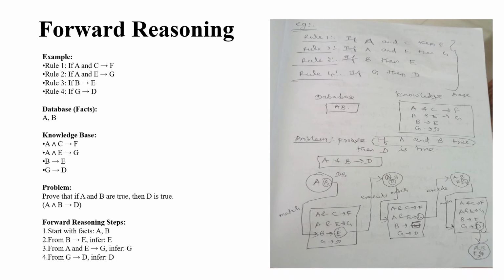So the condition is that we have A and B in the database, but D is also true, because whenever we have the A and B rule, automatically D is true. So we have A and B followed by D as the rule over here. This is one forward reasoning process, one step flow. Start with the facts A, B, and then from B it is connected to E, that is an inference rule, and then B, E, then G, and then G gets connected to D.